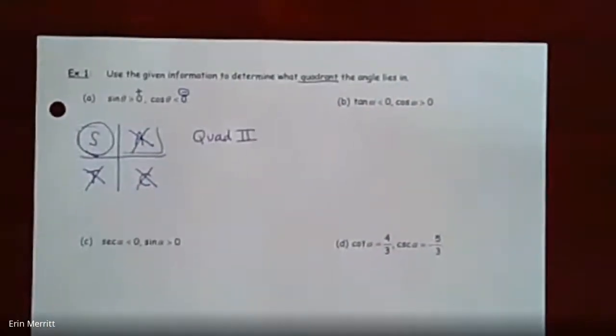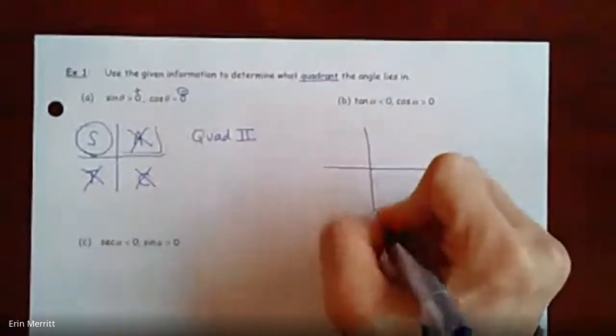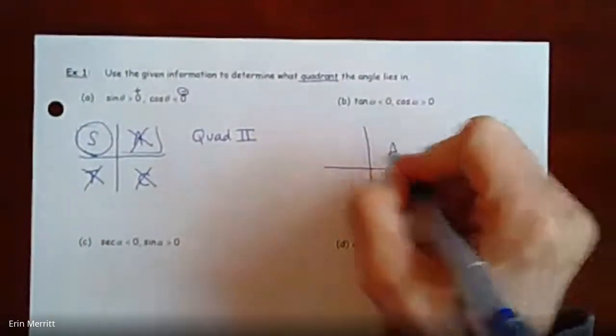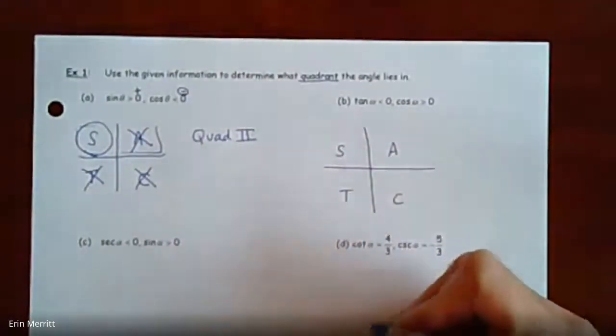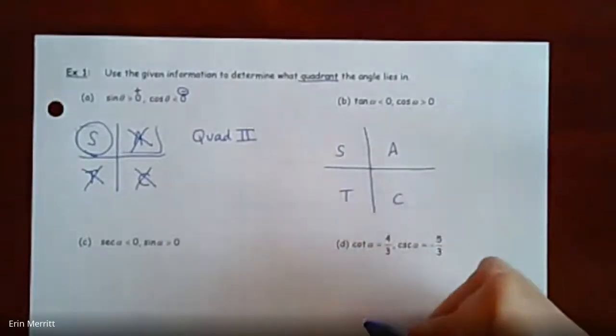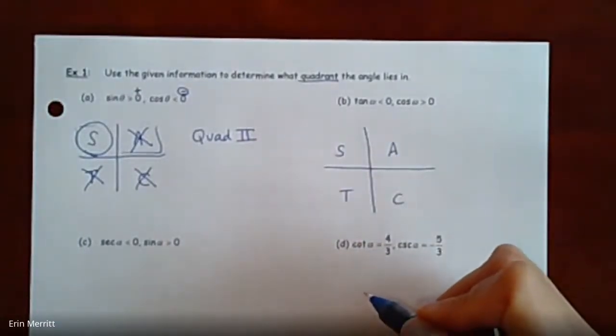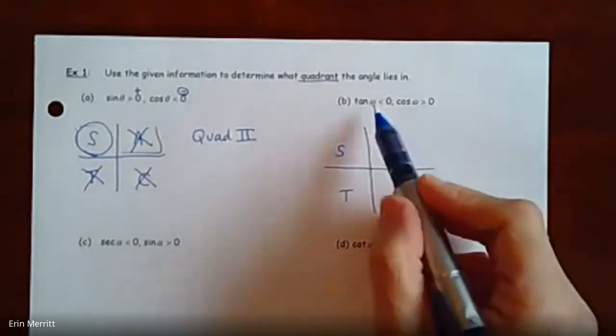All right, let's try the next one. So same thing. Set up a set of axes, A, S, T, C. All students try cheating. It's silly, but say it. It helps you remember. Don't worry about the variable. Don't let that throw you off.